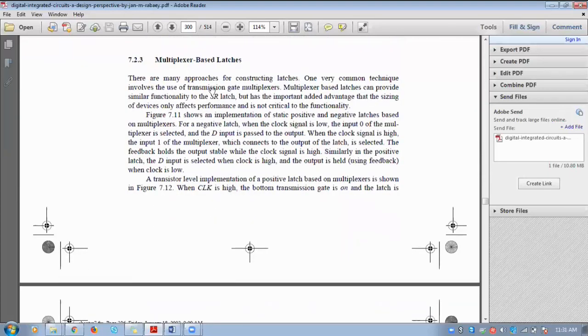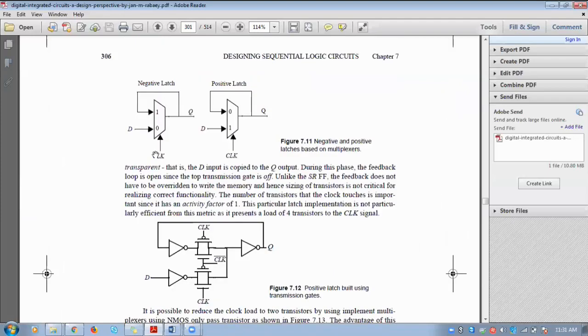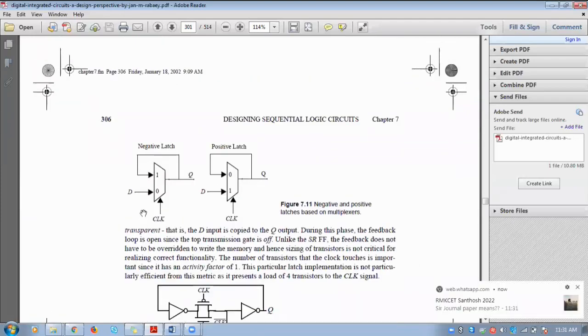Next, a very important concept is multiplexer-based latches. You will be seeing three different designs. One is multiplexer based, the second one is pass transistor based, the third one is transmission gate design. Initially we have to understand the concept behind the multiplexer-based design. So here the first diagram represents a negative latch.